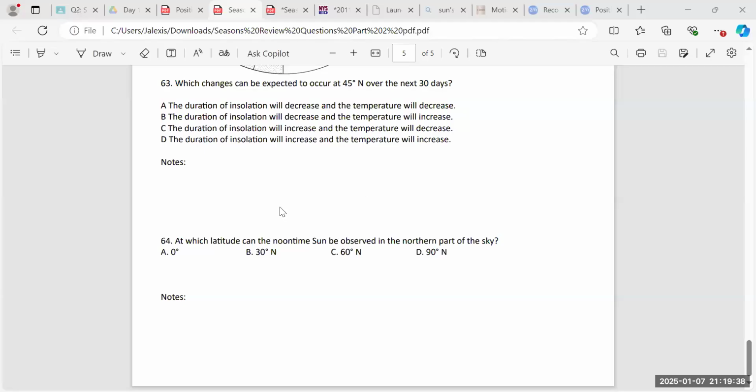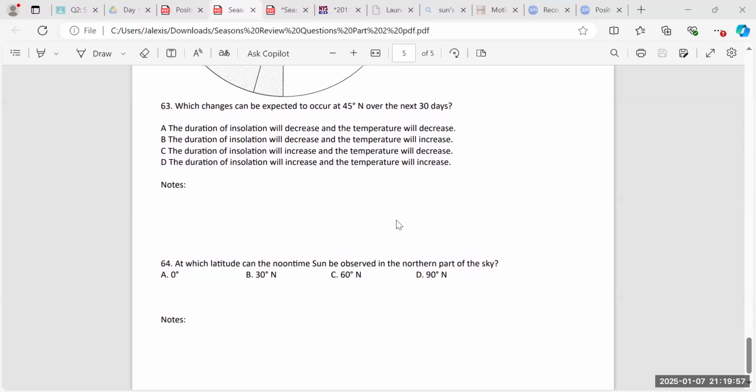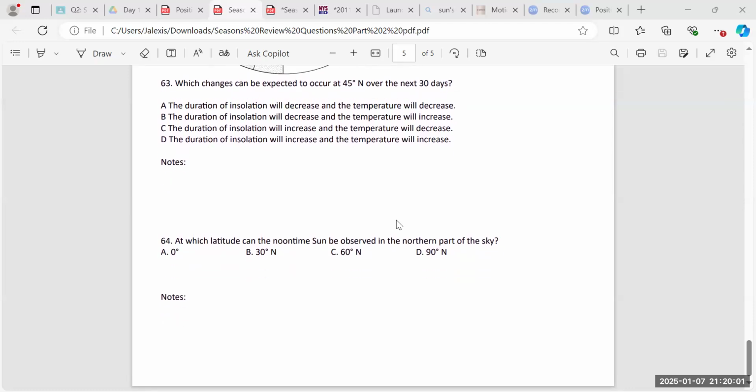And the last question. At which latitude can the noontime sun be observed in the northern part of the sky? Hold on, guys. Give me a second. Hold on.